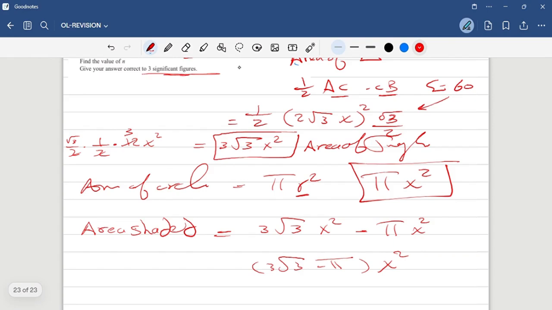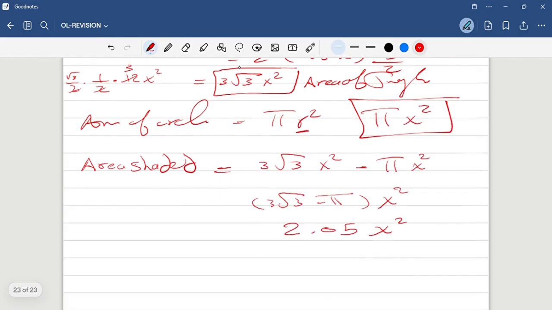So after I find the value by using the calculator, I will find that this value equals 2.05 x squared. Of course, I approximate to 3 significant figures, so n equals 2.05, as long as he said that the shaded area equals n x squared. So this x squared, x squared, so this n, this n.